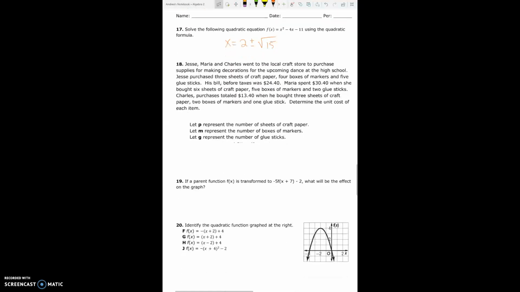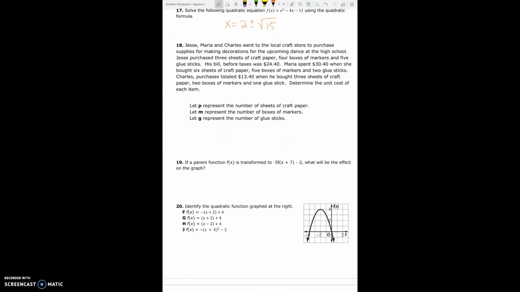For number 18, Jesse, Maria, and Charles went to the local craft store to purchase supplies for making decorations for the upcoming dance event. Jesse purchased 3 sheets of craft paper, 4 boxes of markers, and 5 glue sticks. Notice that P, M, and G represent craft paper, boxes of markers, and glue sticks. So let's go ahead and start writing this system out.